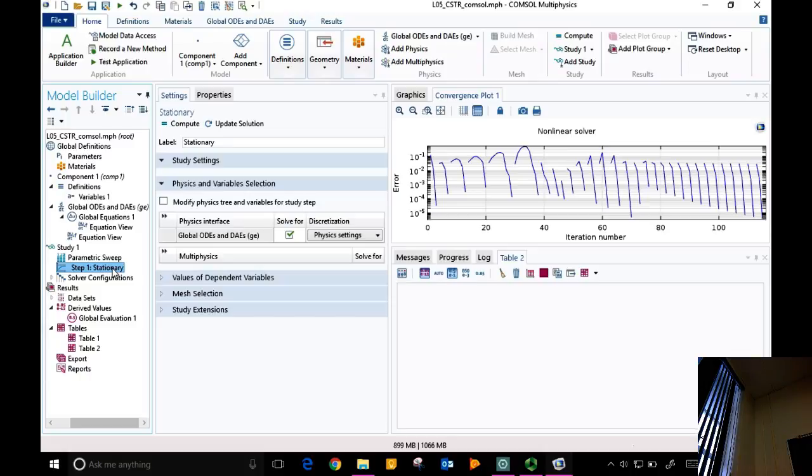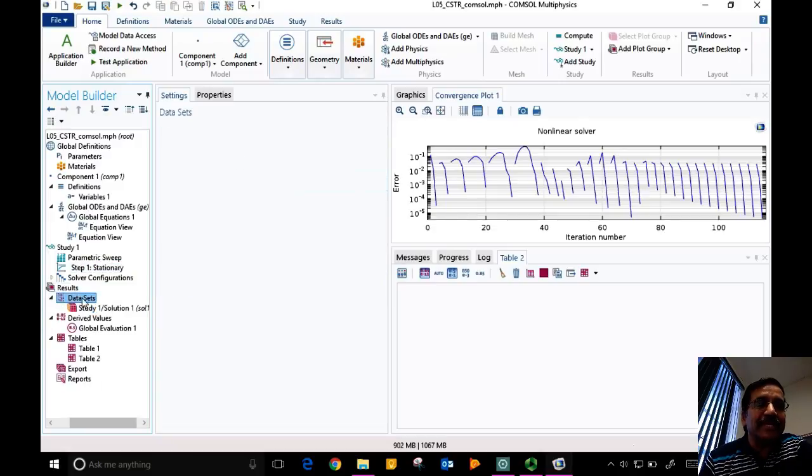So each of these curves is for different values of f. Okay? And it has solved 30 times, and in each case it has brought the results down to 10 to the minus 4. So it has solved 30 times. I know that from this graph. But the question is, where is it saving the result so that I can plot it? It must be in results in data sets.